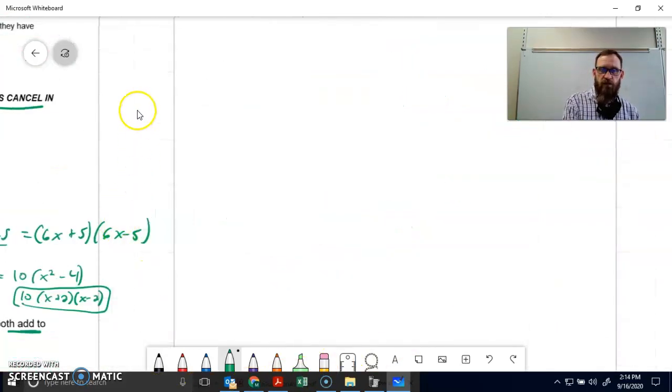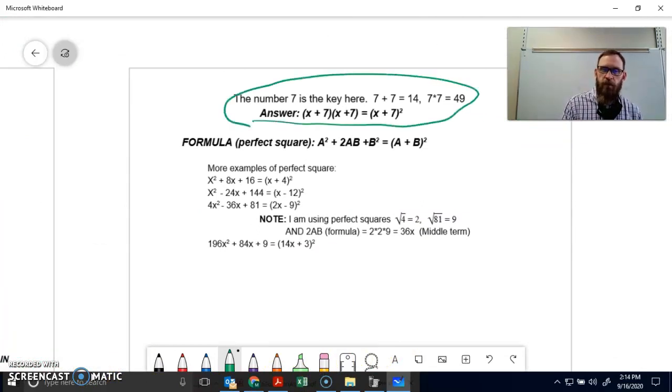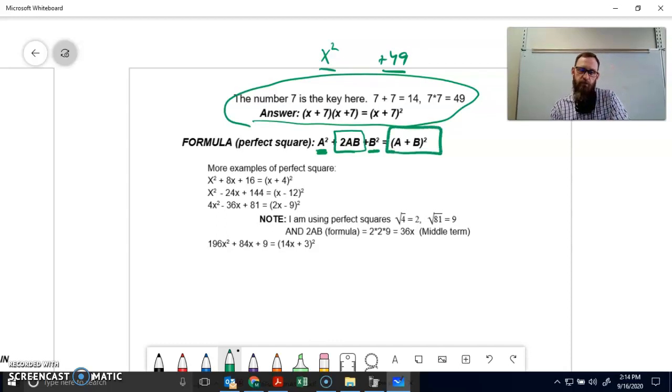Let's explore that just a tad bit more, and then we'll be done. Okay, so this is just the same thing I wrote again. The formula for this, if you see something that has perfect squares at the beginning and end, like x squared and 49, those are perfect squares. 2ab has to fit in the middle. We'll talk about that in a moment. Your final answer must look like this.